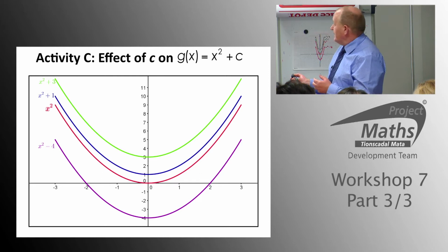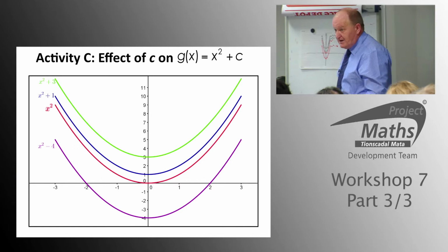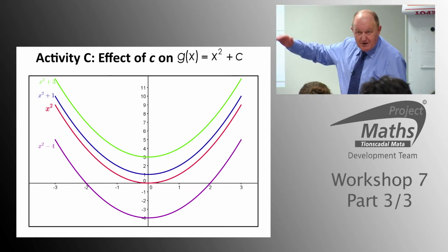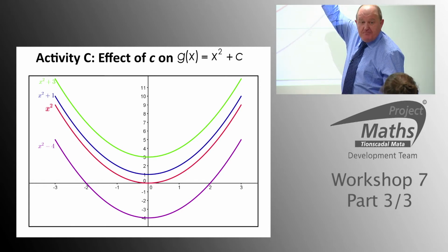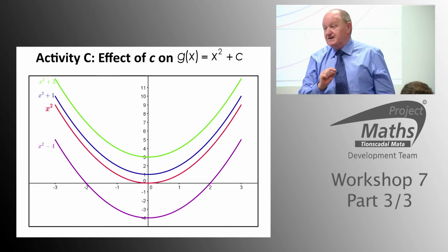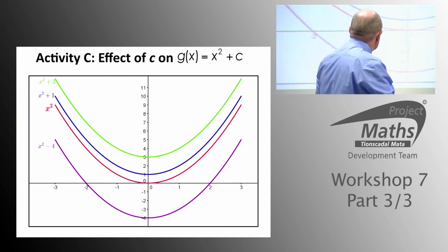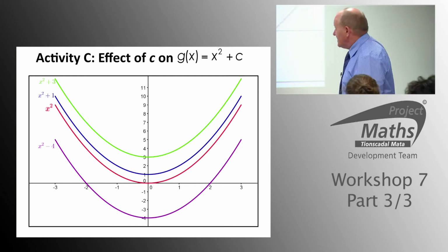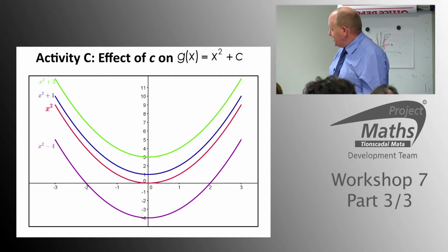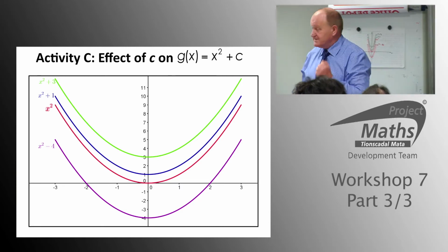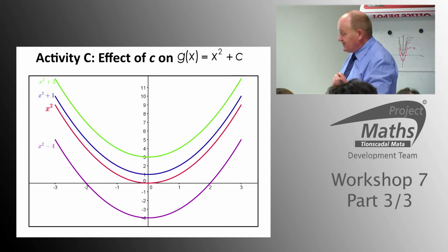You're dealing with x squared plus c. And this is the same effect as x squared plus 1, x squared plus 2, x squared plus 3, shifting up along the y-axis. The c is where the graph cuts the y-axis. This one here is the x squared one. This is x squared plus 1, shifted up one place. This is x squared plus 3. And this is x squared minus 4.